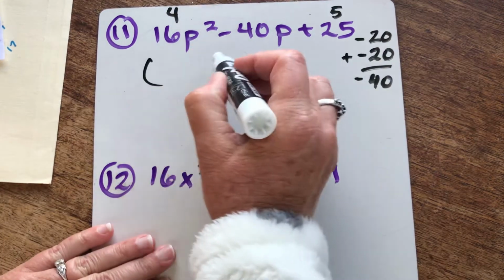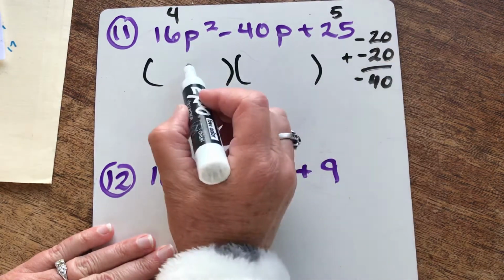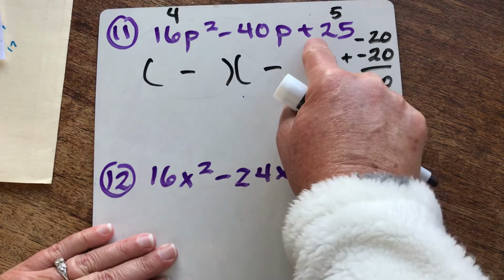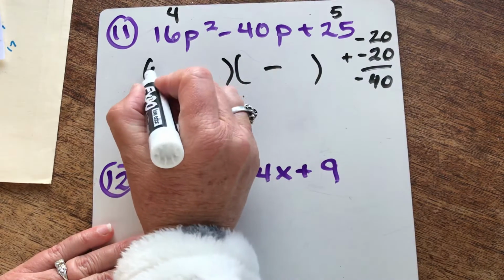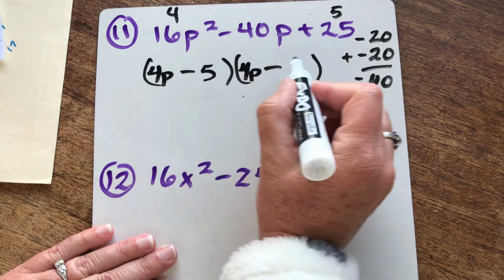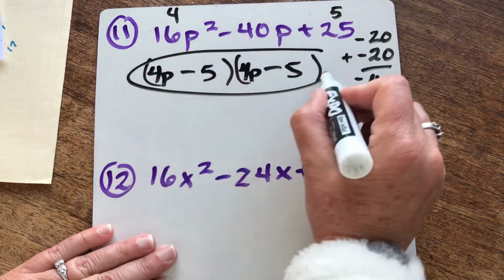So let's set up our parentheses. We can put our negatives right in right away if you want. Negative times a negative would give me that positive. So we have 4p and another 4p and 5 times 5. And that, my friends, is your answer.